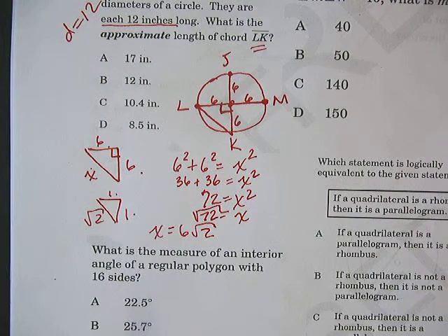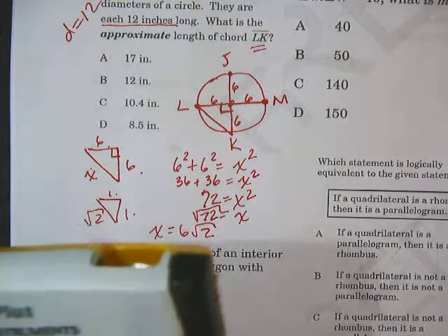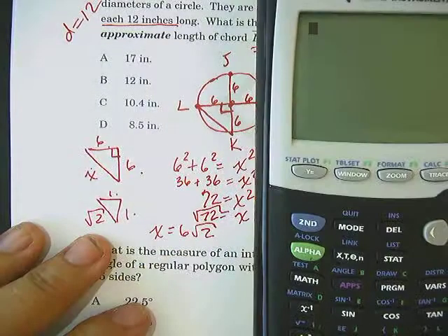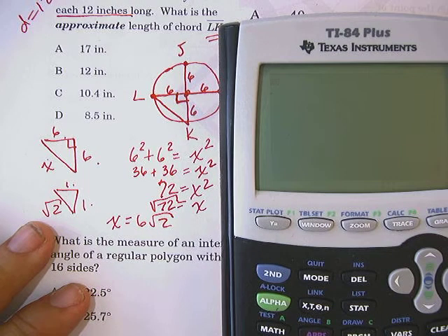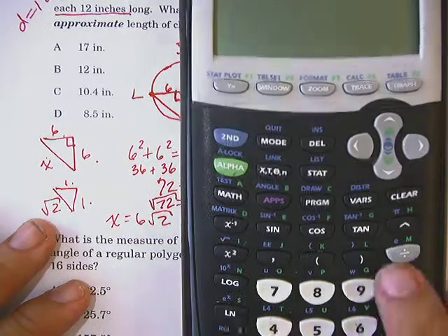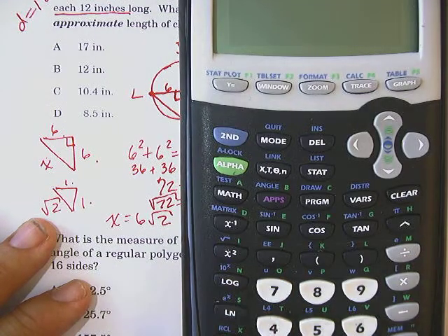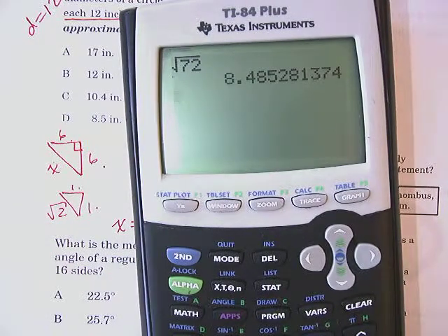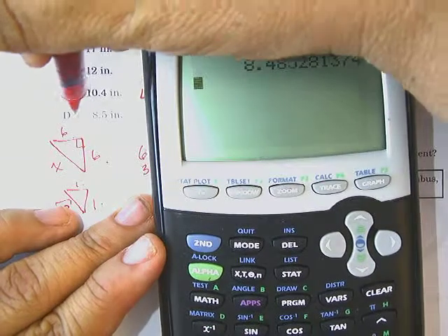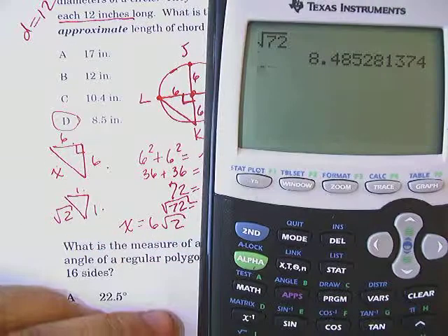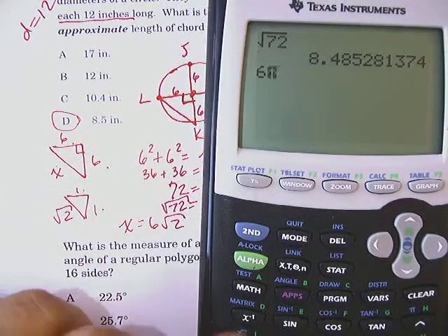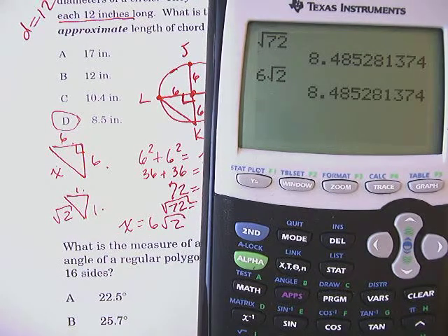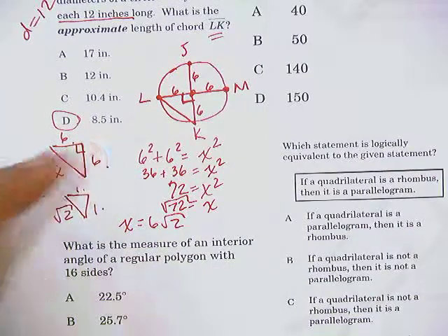And when I get my calculator and substitute them in, I'm going to go square root of 72, then the x squared button, 72. So it looks like this, enter, and I get 8.48, which is answer D. By the way, if I had done 6 square root of 2, guess what I get? Exactly the same thing. So when we round this to the tenths, that's 8.5.